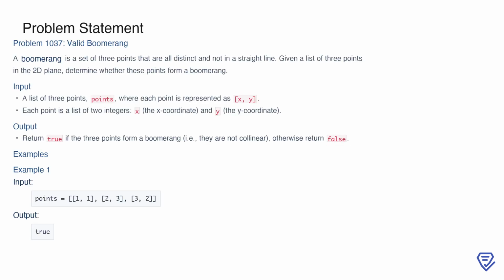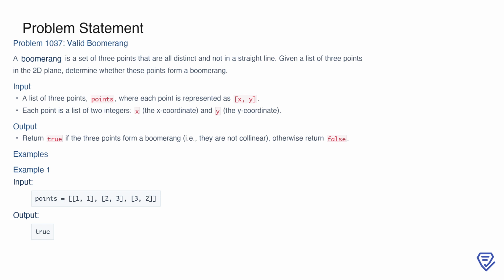In this problem, we are tasked with determining if 3 given points in a 2D plane form what is called a boomerang. A boomerang is defined as a set of 3 distinct points that do not lie on the same straight line. The input will be a list containing these 3 points, where each point is represented as a pair of integers, x, y, corresponding to its coordinates. Our goal is to return true if these points form a valid boomerang, or false if they are collinear.